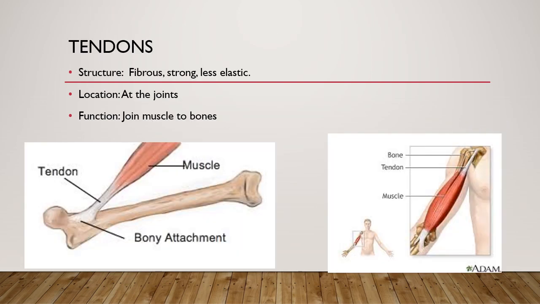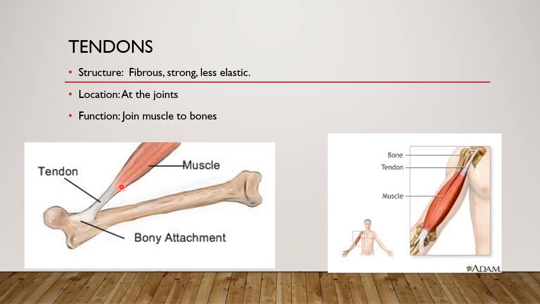Next we have tendons. Tendons are fibrous, strong and less elastic. That means they do not move much. They are present at the joints. What do they join? They join muscle to bone. Remember, tendons join muscle to the bones.